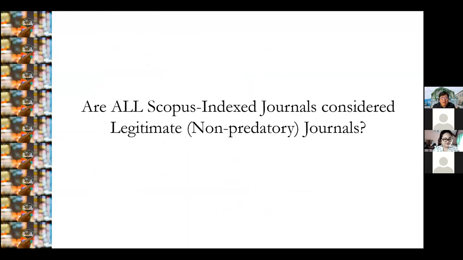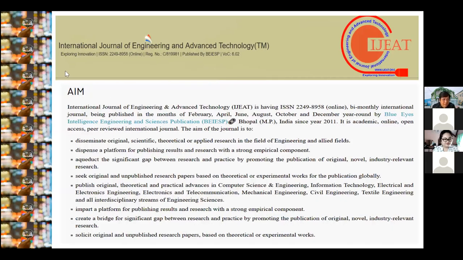Okay? If you will be asking me, are all Scopus indexed journals considered legitimate or non-predatory journals? My answer, no. As I mentioned, hindi lahat ng Scopus indexed and Web of Science indexed journals are legit. There are some journals na currently indexed in Scopus and Web of Science, okay, but they are predatory. Okay? Magbigay ako ng example. This one was my example, I think, last year in one conference also. I came across this one because I received a lot of queries from fellow researchers whether this one is legitimate or not. Okay? This is the journal, International Journal of Engineering and Advanced Technology. I do not know if you already came across this journal. Okay?